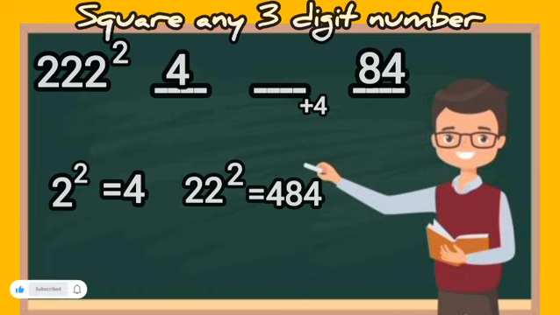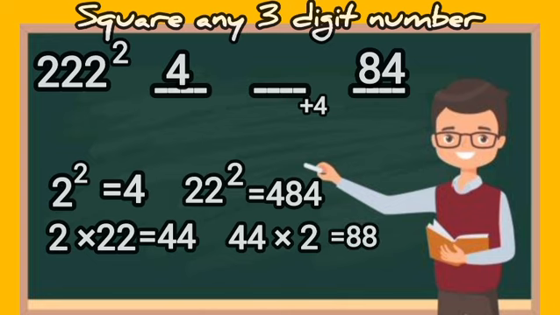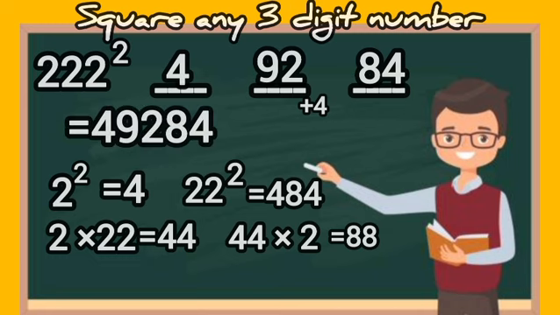Now we are going to do the middle part. In the middle part, first we will multiply the two parts. So 22 into 2 gives us 44. Now we will again multiply by 2. So 44 into 2 gives us 88. Now we will write 88, but we also have 4 carried over from the last part. So we will add 88 plus 4, which gives us 92. So we will write 92 as our middle part. Now we get our final answer: the square of the number 222 is 49284. I hope you find this trick informational.